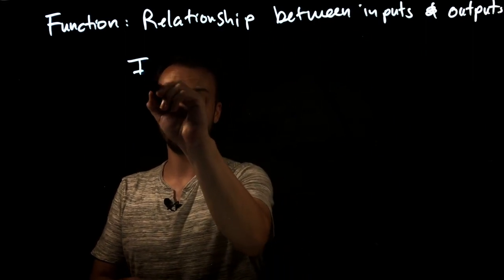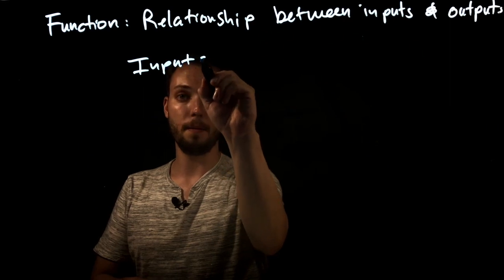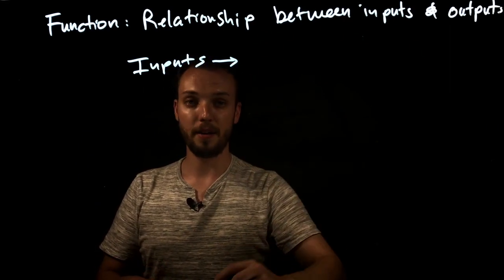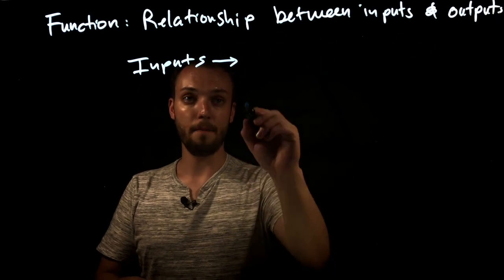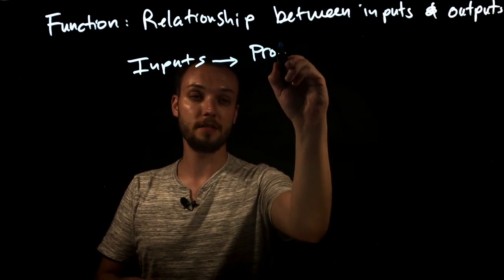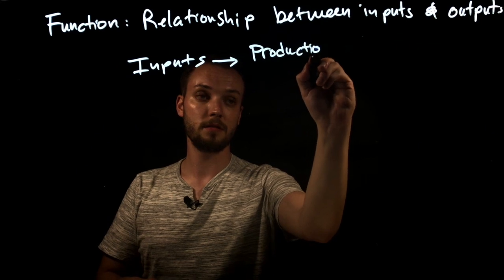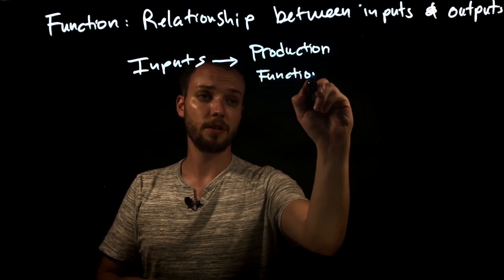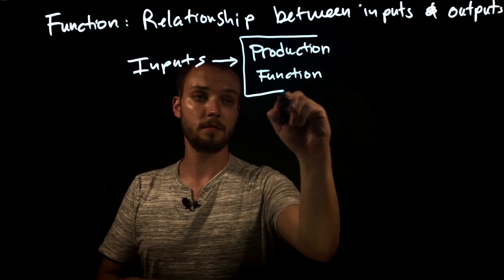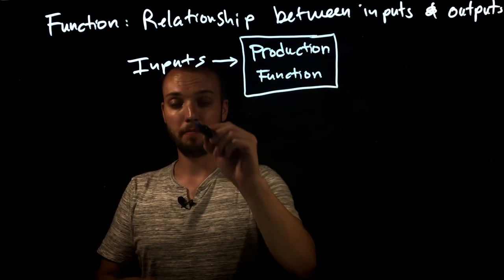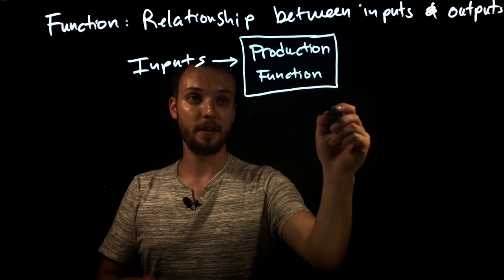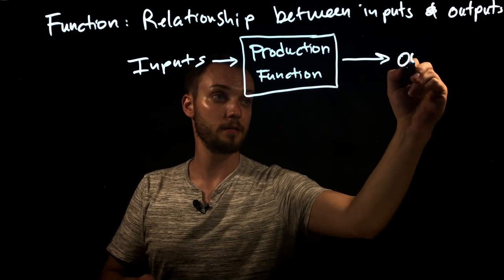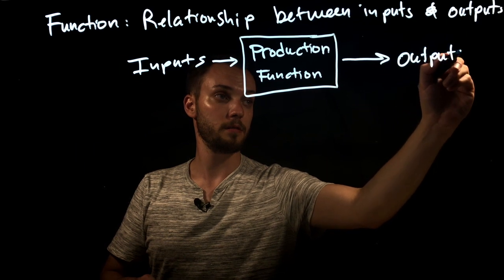So we have inputs, which are all the things that go into producing a good or service, which go into some, we can think of it as a black box right now, that we're going to call a production function. And given these inputs, the production function is going to tell us what our outputs are.